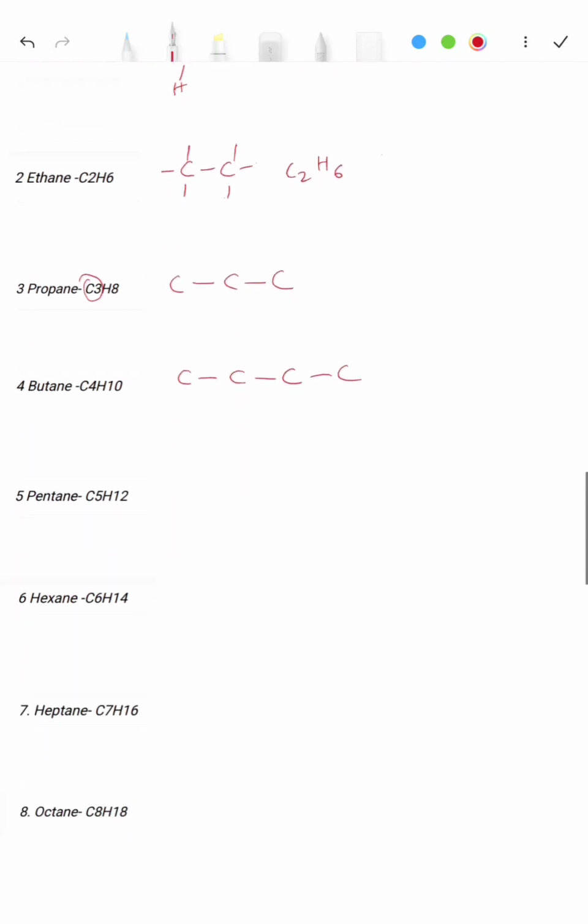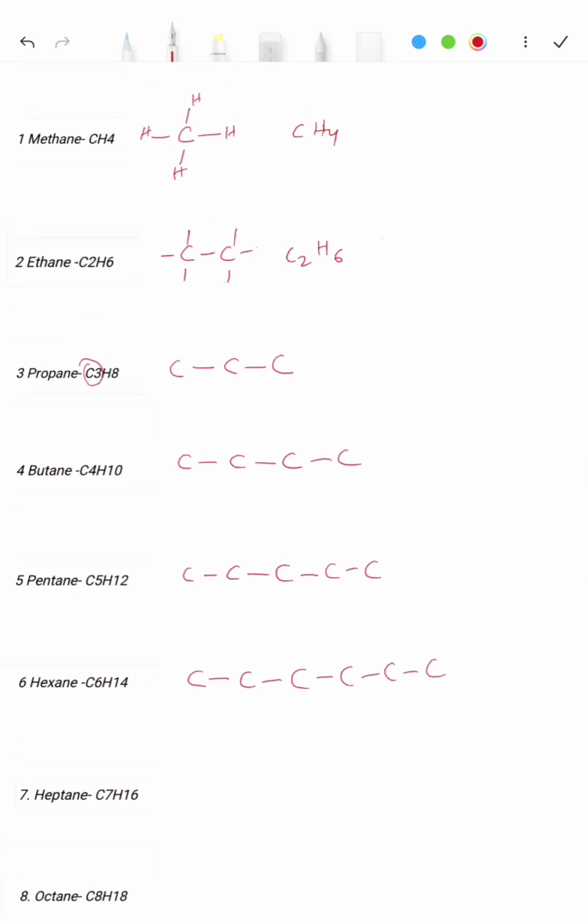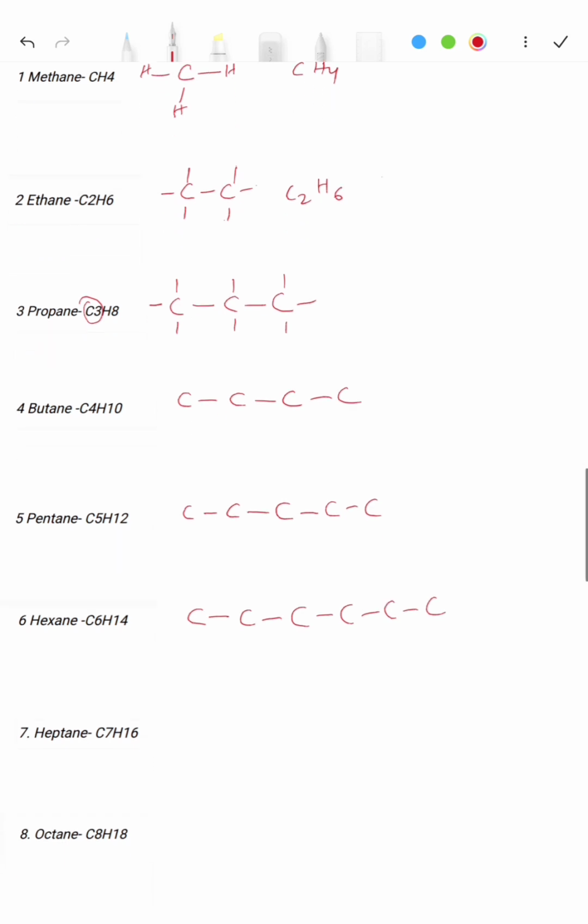And pentane is 5 because there are 5 C. And hexane is 6. Why? Because there are 6 C, and so on and so forth. Later on, you can do the exercise by yourself. You just have to fill the carbon bonds with hydrogens to fulfill the stable structure, like this. In every C, fill the bonds with hydrogens. Then you get the structures of methane, ethane, propane, and so on.